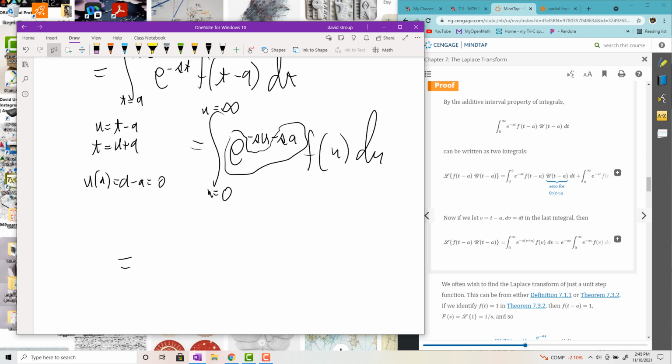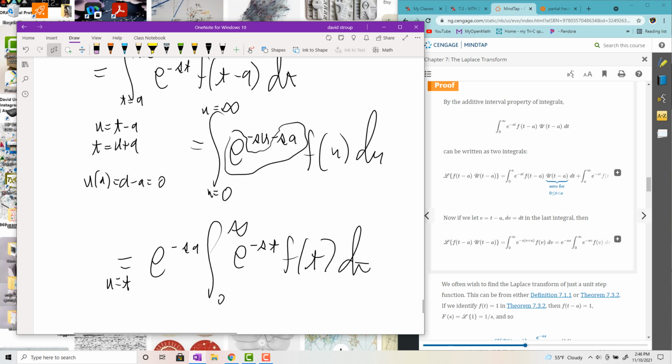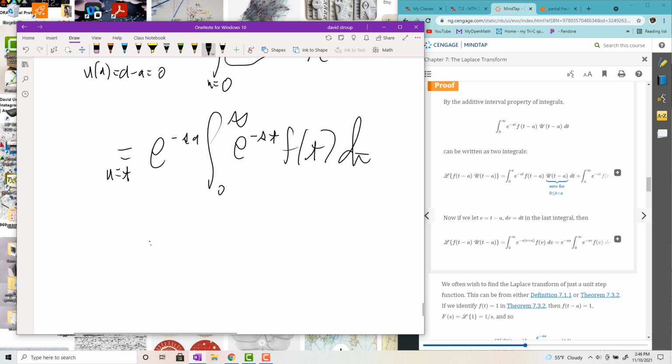So just using your rules of exponents, that will be e to the negative sa times the integral from 0 to infinity. And let's change u back into t, and you'll see we'll have basically a Laplace transform of f of t, right? So e to the negative st f of t dt, which is of course then equal to e to the negative sa times the Laplace transform of f of t, and that's kind of what we were saying above.